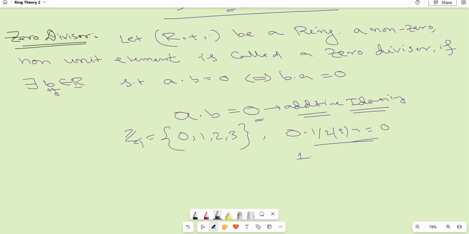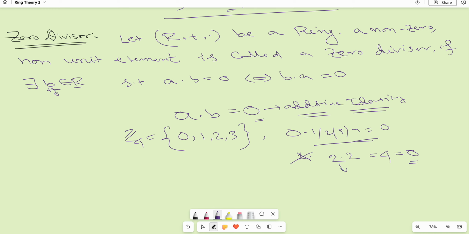Is 1 a zero divisor? Whatever element you take from here, 1 times 1 will not be 0 in Z4, 1 times 2 will not be 0 in Z4, 1 times 3 is 3, which will not be 0 in Z4. So 1 is not a zero divisor. If you multiply 2 by 2, which is 4, 4 means 0, because the remainder when 4 is divided by 4 is 0. So 2 is a zero divisor.